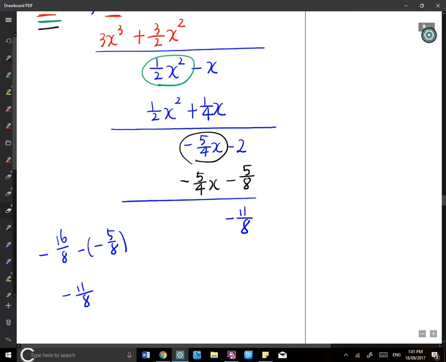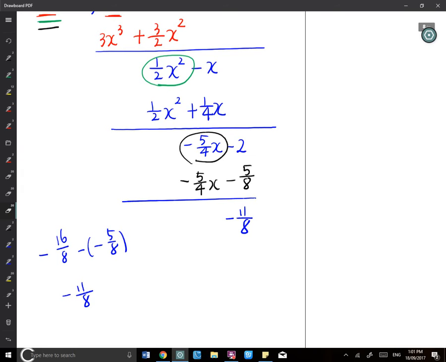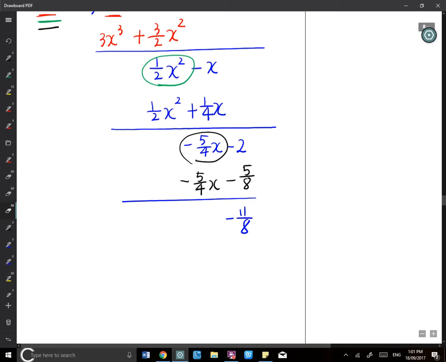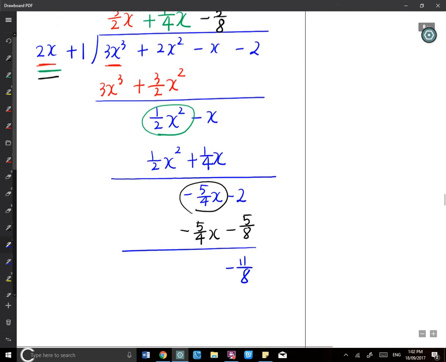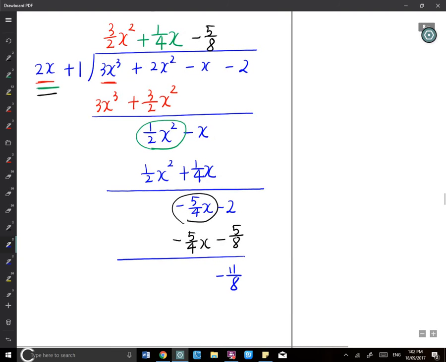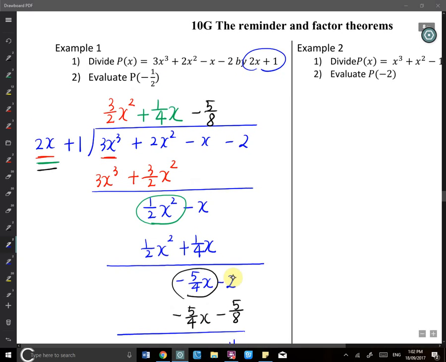If you can't do it, if you can't think about it, just write the equation beside and then try to calculate. Make sure each step is correct, because if you have a mistake in the middle, it's definitely wrong for the rest. So the remainder is minus 11 over 8. That's what part 1 asked us to do.